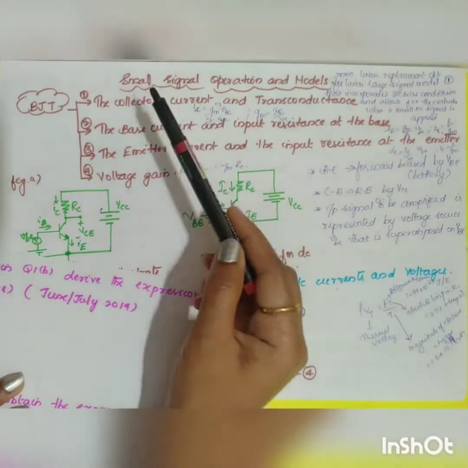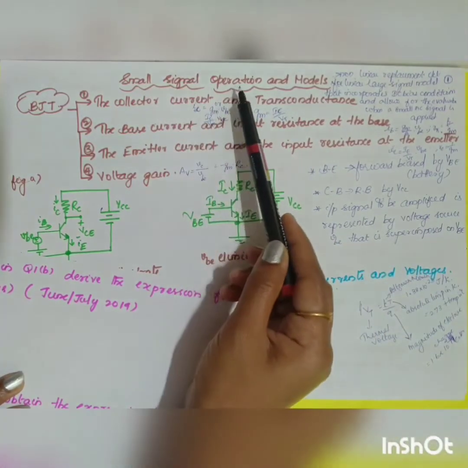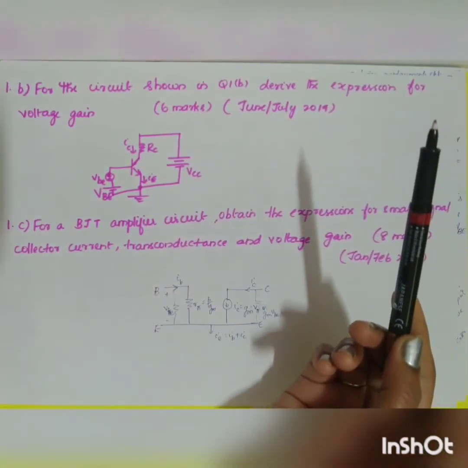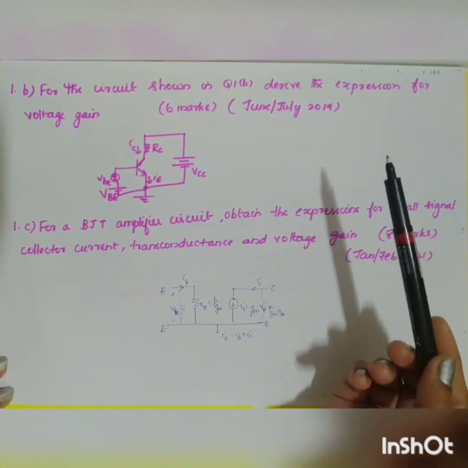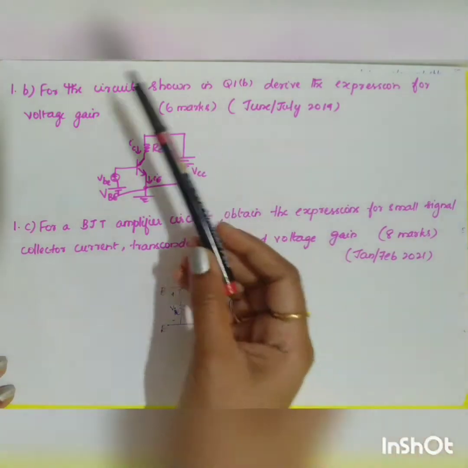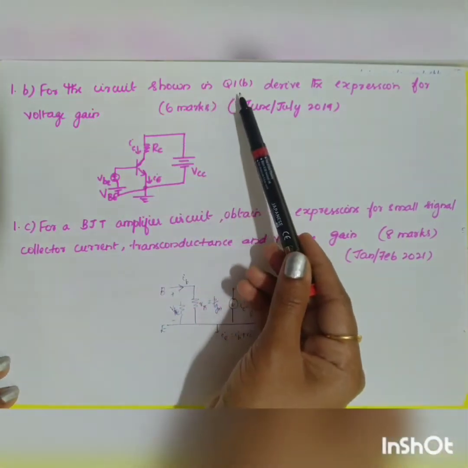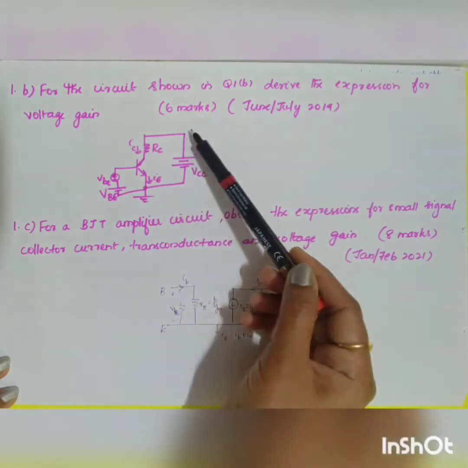So the next topic in your module 1 is small signal operation and models for BJT. And these are the questions that have been asked for the university exam. So first question B part: for the circuit shown in question, derive the expression for voltage gain.